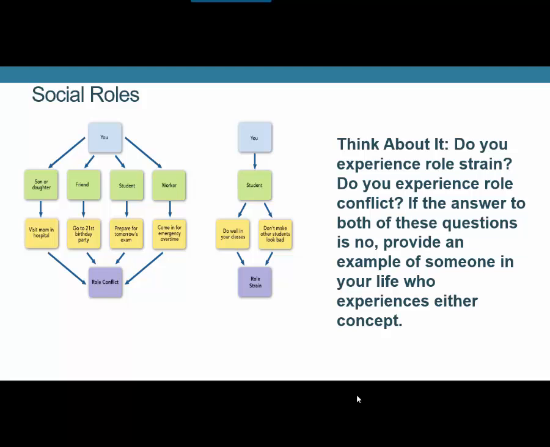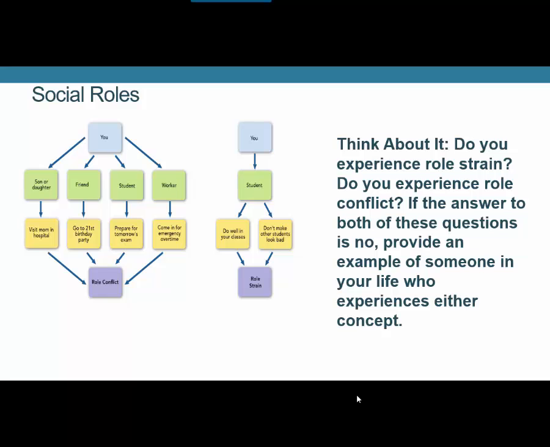Now, because you have multiple statuses, you can experience something called role conflict. And for some of your statuses, you might be experiencing something called role strain. So let's start with role conflict. Role conflict is the diagram that you see where there are multiple statuses, and the statuses are in the green boxes. And all of those statuses have some obligations and expectations. And you see those, and that's social roles.